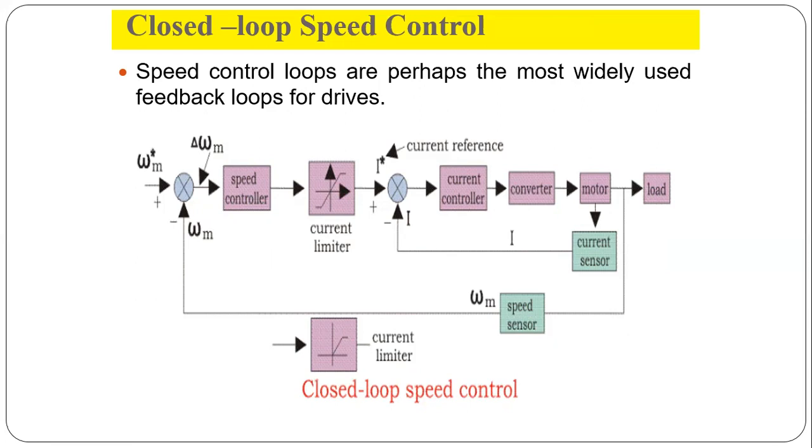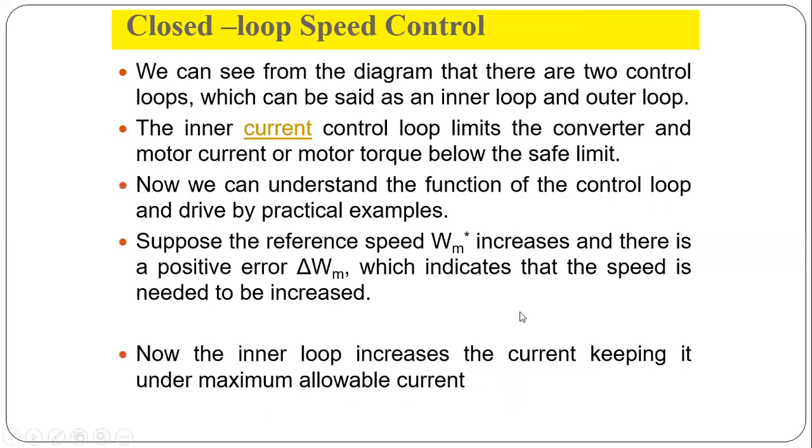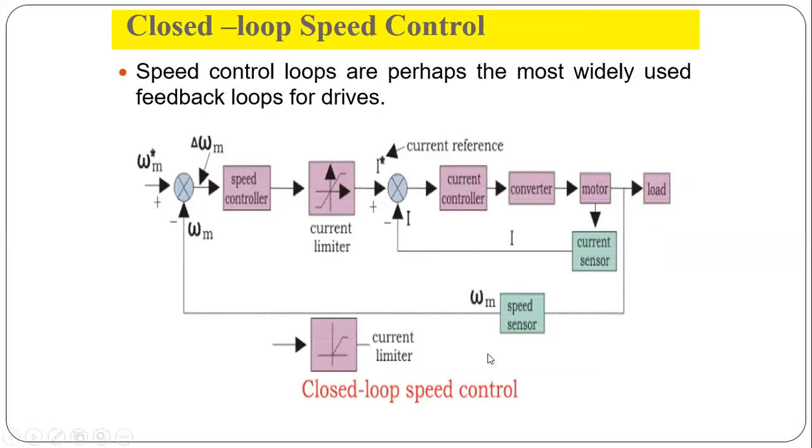In this block diagram, you can also see some reference signal, comparator, speed controller, current limiter, current controller, converter, motor load, and current sensor. According to these, we can control the speed by the closed loop speed control system. This is one of the most important controllers for the DC motor drive.